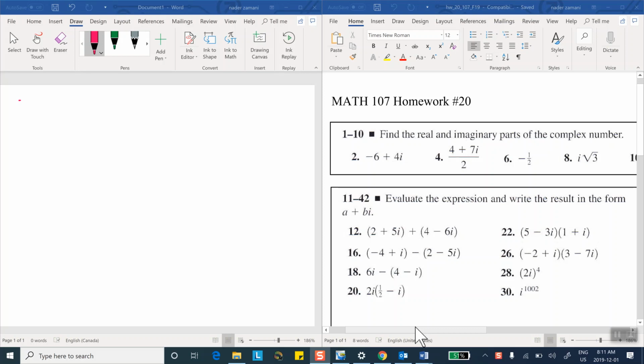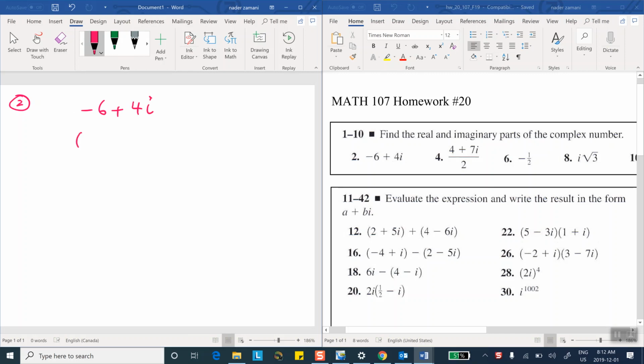Alright, people, this is the solution to homework number 20, which is going to be on the coming quiz this Wednesday. Okay, so let's start. These are very simple problems. It's review for the first exposure to complex numbers. Problem number 2. It says we have minus 6 plus 4i. What are the real and imaginary part?